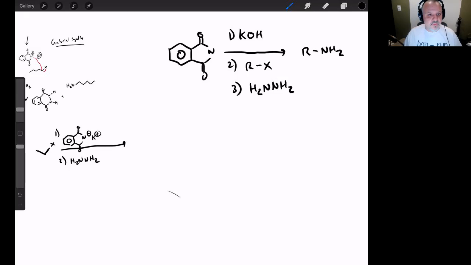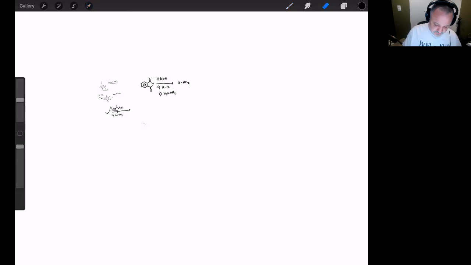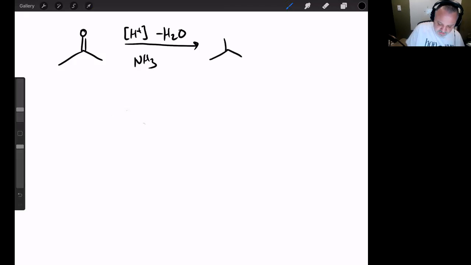Okay, so what else do we know of the reactions? So those are a couple of new reactions interspersed in between reactions that we already know. Let's go back and talk about some other reactions that we already know. Well, we can take a carbonyl group, and if we react it with H+ catalyst, remove some water, and then react it with ammonia, then we'll create an imine.